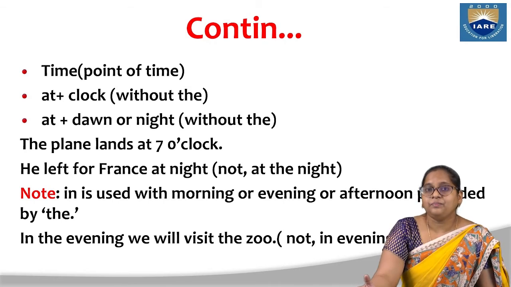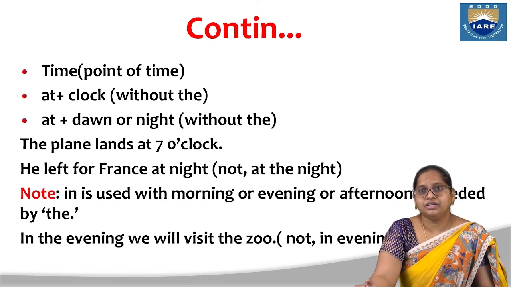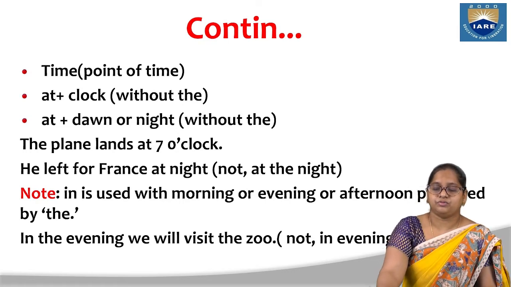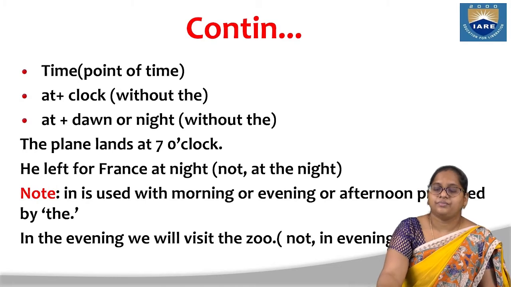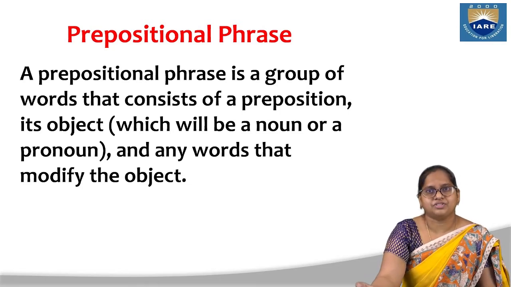See, for example, in the evening we will visit the zoo. Not "in evening", but in the evening. You have to make sure that you don't omit the definite article "the" when you use this. We've understood these prepositions, right?